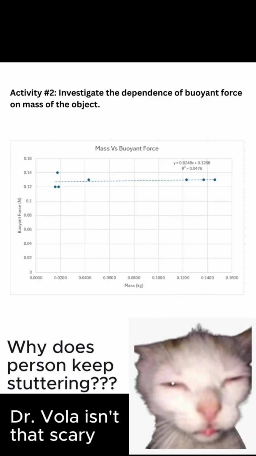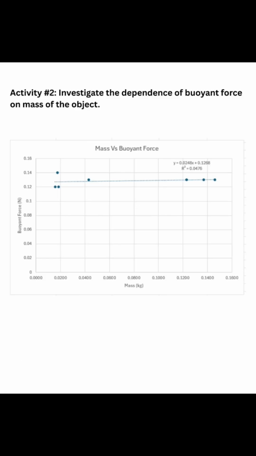Our measured value was 0, so we are fairly close to the true value of 0, as there is not supposed to be a correlation between mass and buoyant force. Additionally, our absolute error was 0.0248.